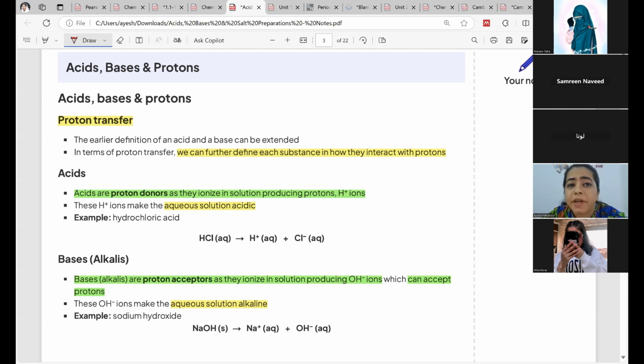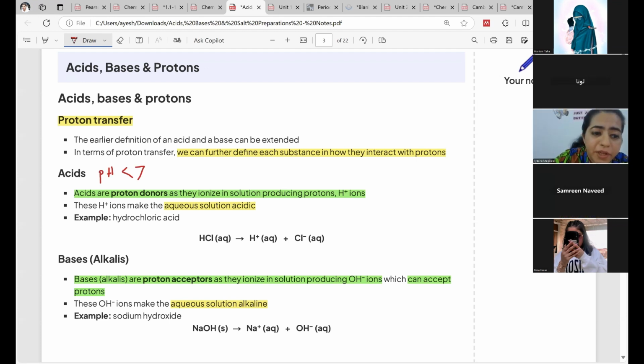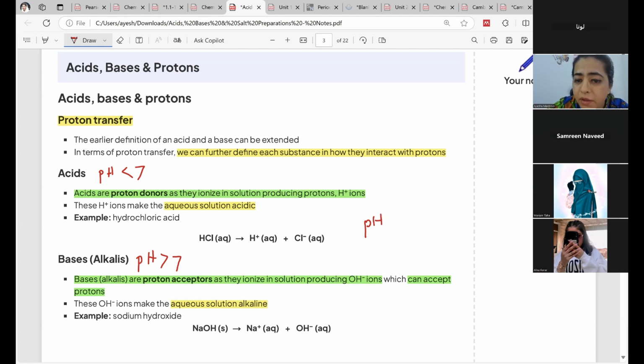You have done this in grade 8 as well, that the acids have the pH value less than 7 and the bases have the pH value more than 7. And if the pH is equal to 7, then it is going to be something neutral, like water. Water has the pH neutral, equal to 7.